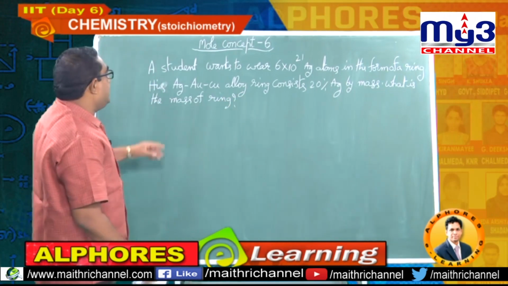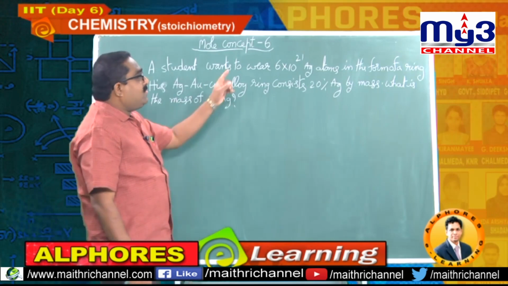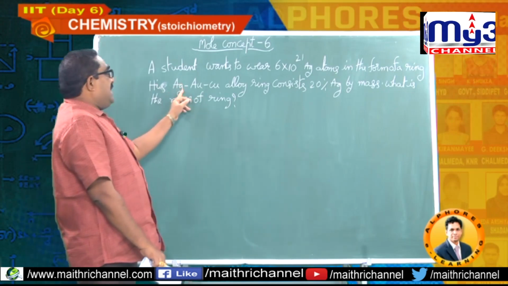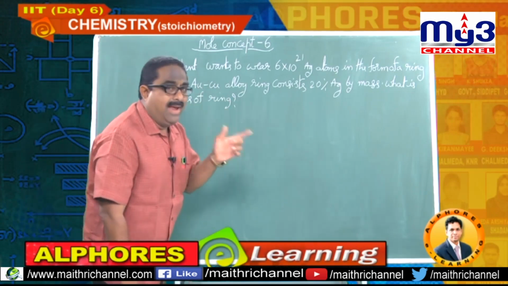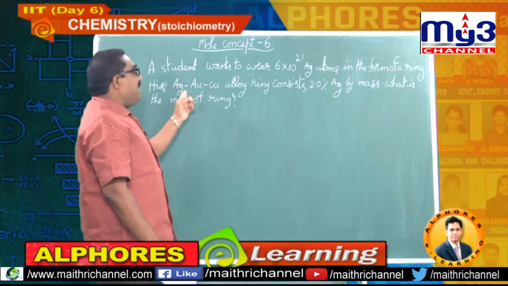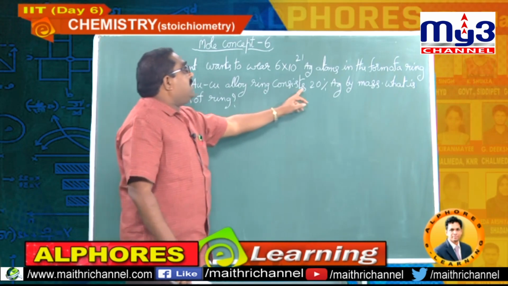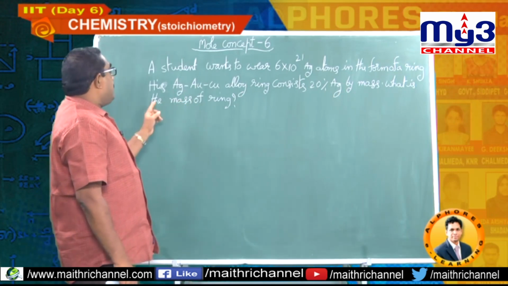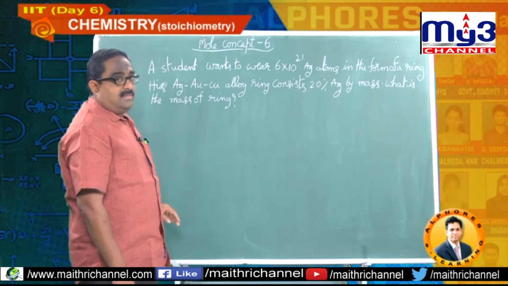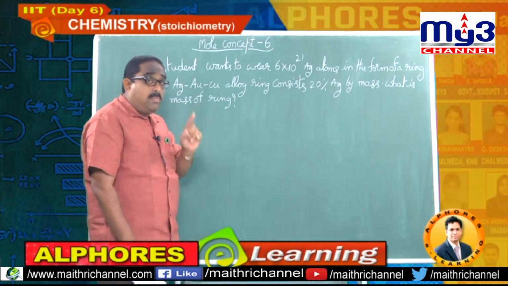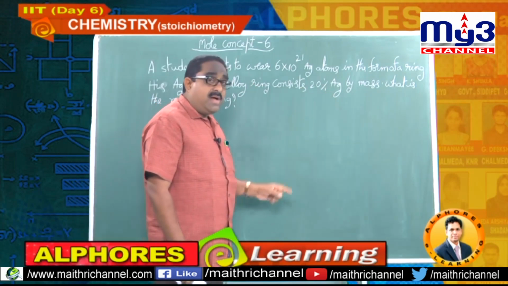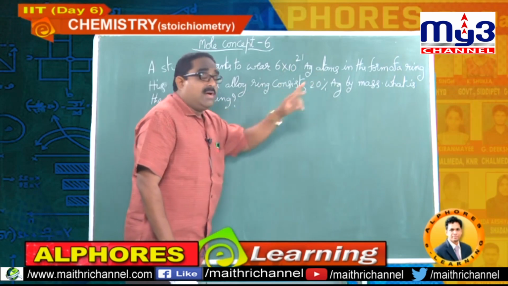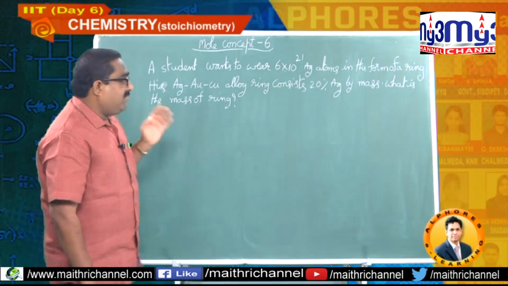I am repeating the question, students. A student wants to wear 6 into 10 power 21 silver atoms in the form of a ring, and that ring is made up of silver, gold and copper alloy. Alloy means mixture of here 3 metals, right? That ring consists of 20% of silver by mass. Then we have to calculate what is the mass of ring. That mass of that ring should possess 20% silver by mass, and at the same time the student should wear compulsory 6 into 10 power 21 silver atoms.